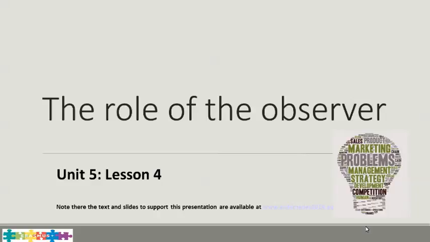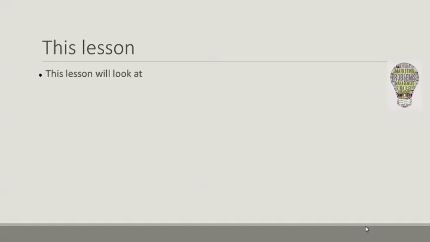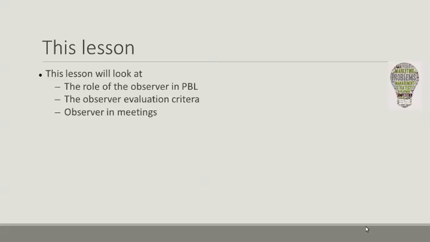Unit 5, Lesson 4, the role of the observer. This lesson will look at the role of the observer in problem-based learning, the observer evaluation criteria, the observer in meetings, observer feedback, and facilitator support for the observer.